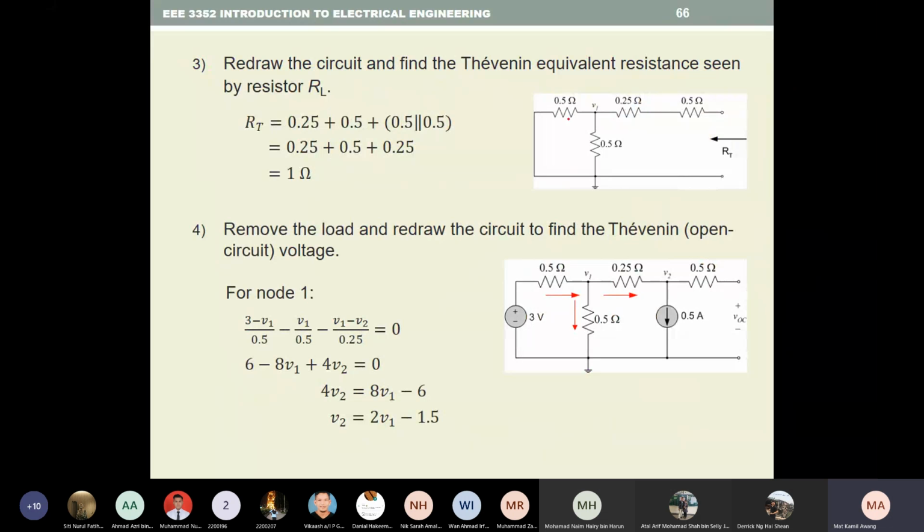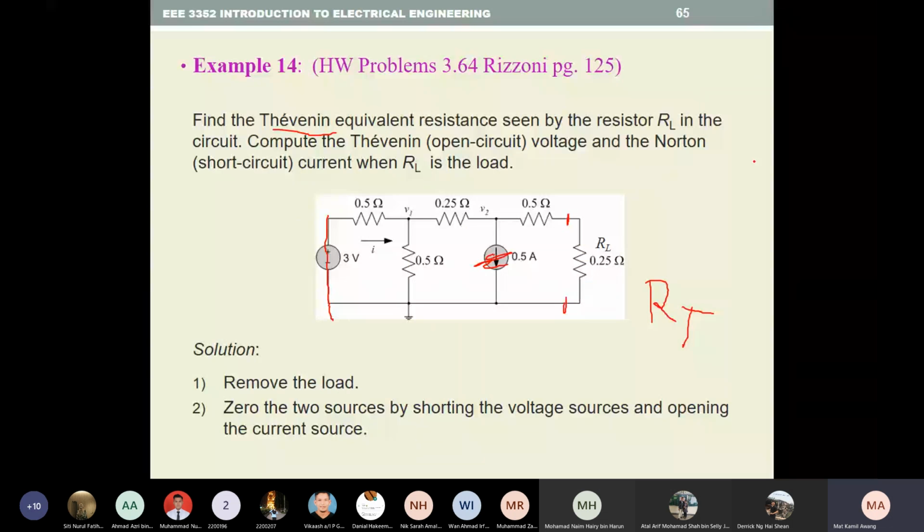From here, you can see that 0.5 ohm is in parallel with 0.5 ohm here, and it's actually in series with 0.25 ohm and 0.5 ohm. So you get the R Thevenin of 1 ohm. So that is the first part, the Thevenin equivalent resistance. Second part that you need to find: compute the Thevenin open circuit voltage and Norton short circuit current, Norton current, when RL is the load.